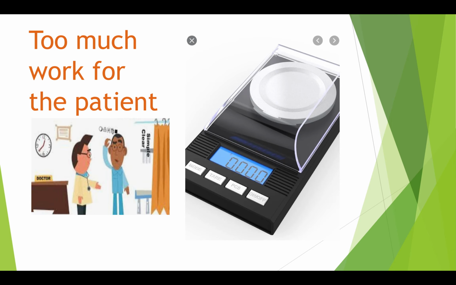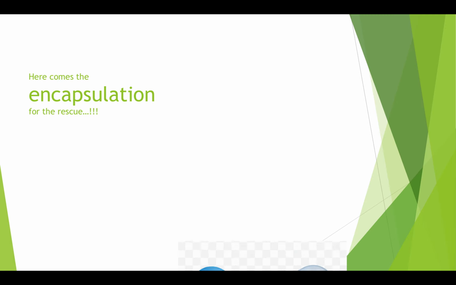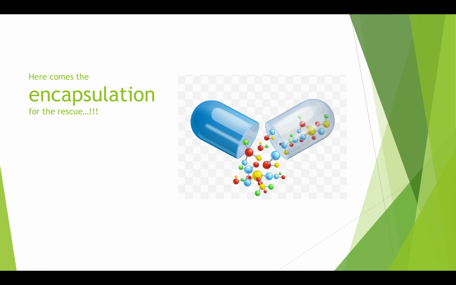You have to buy a measuring scale, then three times a day you have to measure three kinds of powders and take that medicine. So for this problem, here comes encapsulation to the rescue. What happens if the doctor gives you a simple capsule in which all three powders he mentioned are correctly measured and encapsulated for you? As a patient you just have to take this capsule and that's it, right? So this makes your life easier.